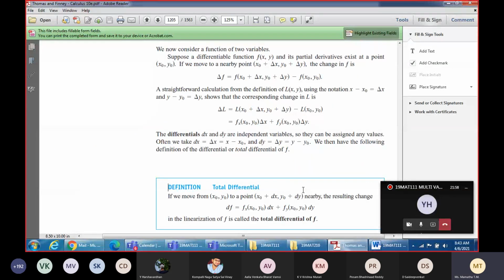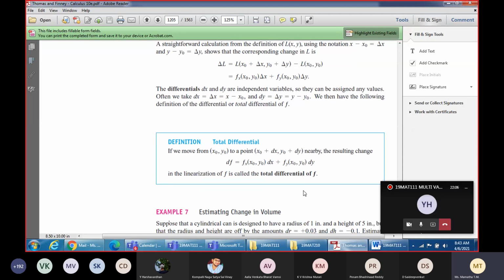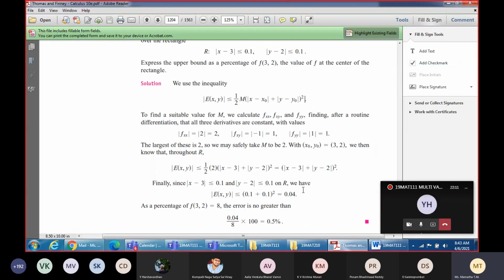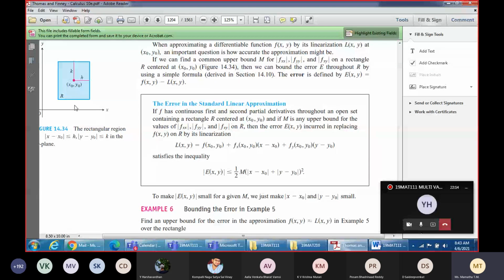I'll go for the total differential definition, then the linearization problems. We'll go for exercises directly. The total differential is the total change in a function. Say, for example, I'll just take up this particular rectangular region that is given. Say you have a function f of x comma y defined on this region. Now I can find the change in the function f of x comma y by only changing your x values. That means I'm moving horizontally. That is, I'm increasing the h values.